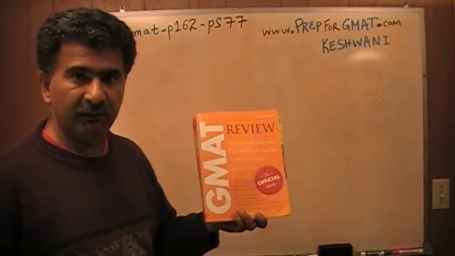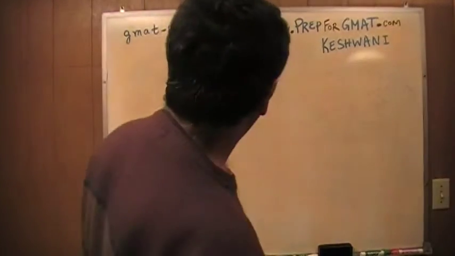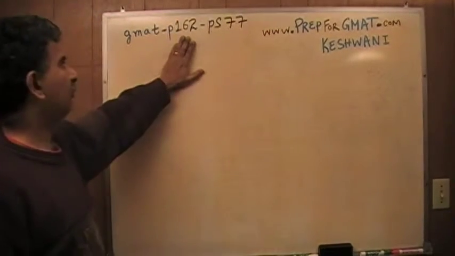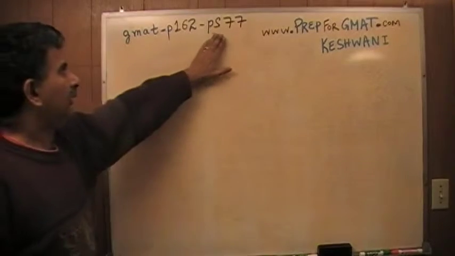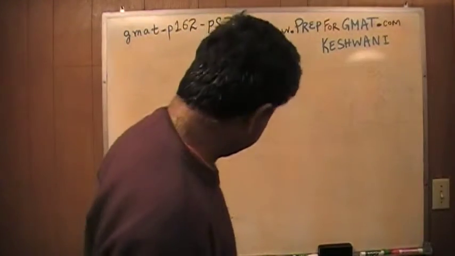I have been solving math problems for GMAT out of this book, the GMAT Review, the official guide. Buy this book immediately if you're preparing for GMAT. You can buy it from mba.com. The problem that I'll solve right now is the one that appears on page number 162, problem solving number 77. Let's take a look at it.